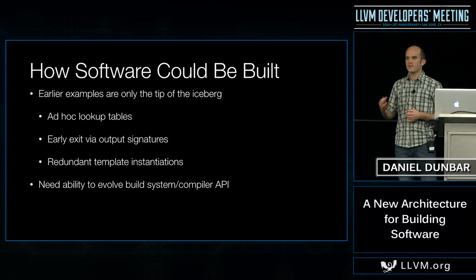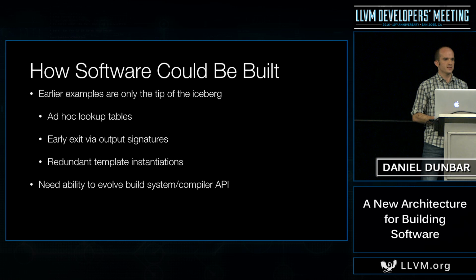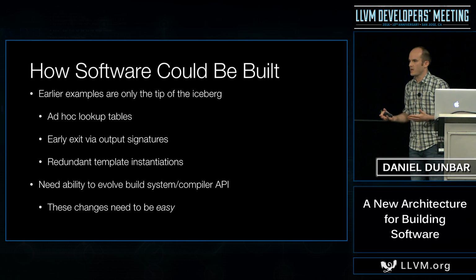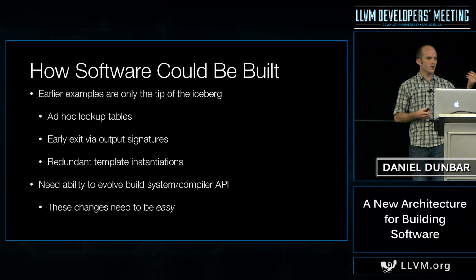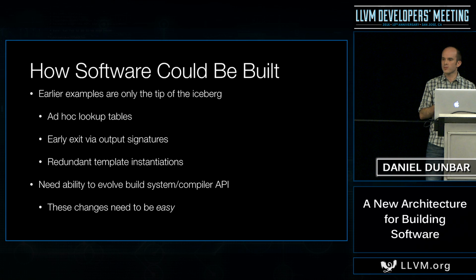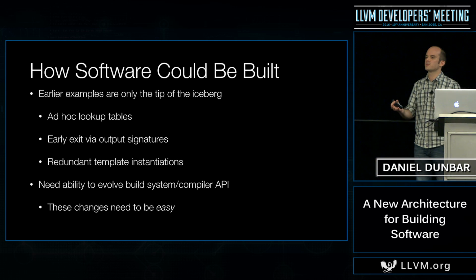So for all of these kinds of things, what we really need is the ability to evolve that build system and compiler API that I mentioned. And in particular, we need these changes to be really easy to make. If I can describe the kernel of an idea in a couple minutes, then we should be able to go and prototype an implementation in the compiler relatively quickly and see, is this actually a performance win?